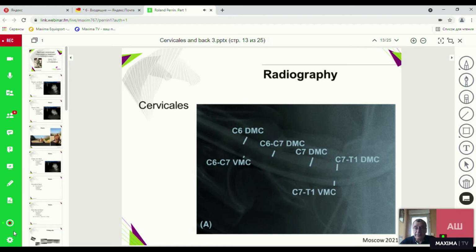So this is normal, but of course, if you have the dorsal DMC or if you have the DMC or the VMC more thin, it means that you have a problem. We will see that after.